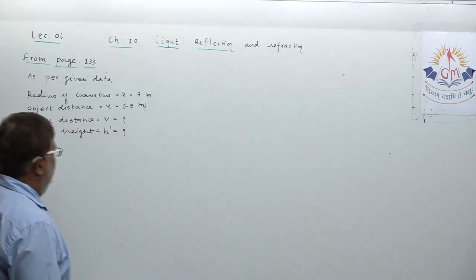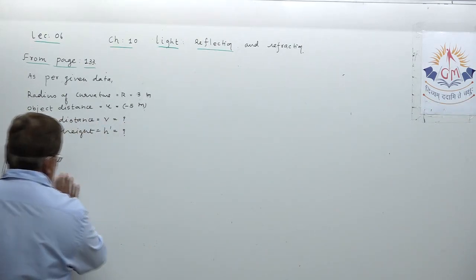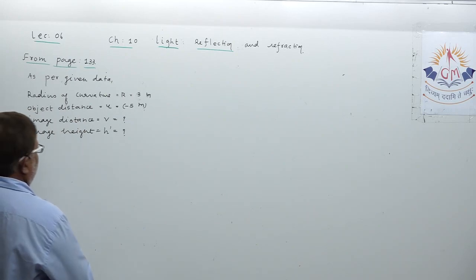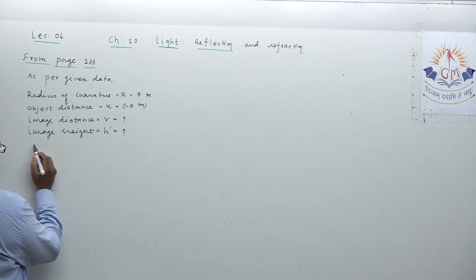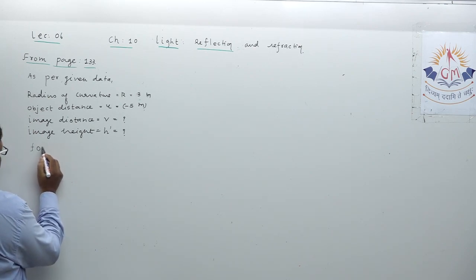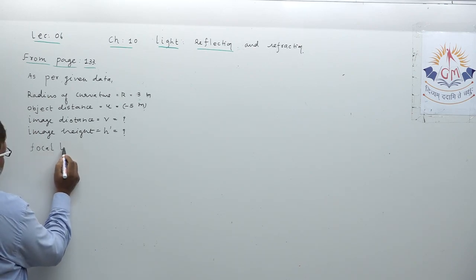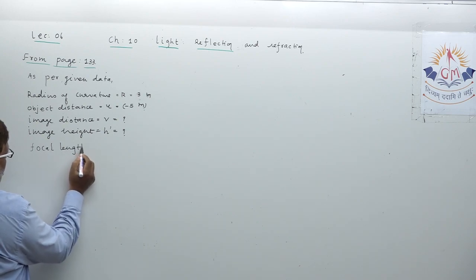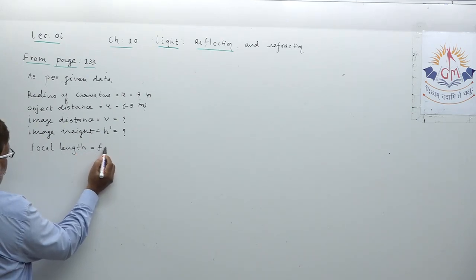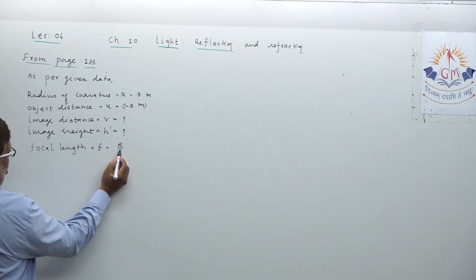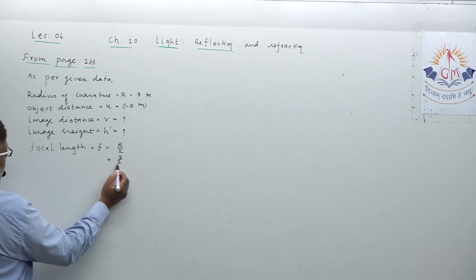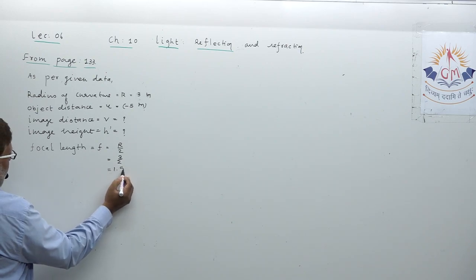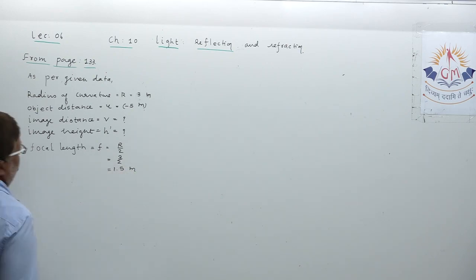Rest of the data is this, this is the data given to us. Let us try to solve this example. Because, dear student, it is a convex mirror, rear view mirror, you all know that focal length is always positive, but let us find it from radius of curvature. What is radius of curvature? 3. So 3 upon 2, that is 1.5 meter.